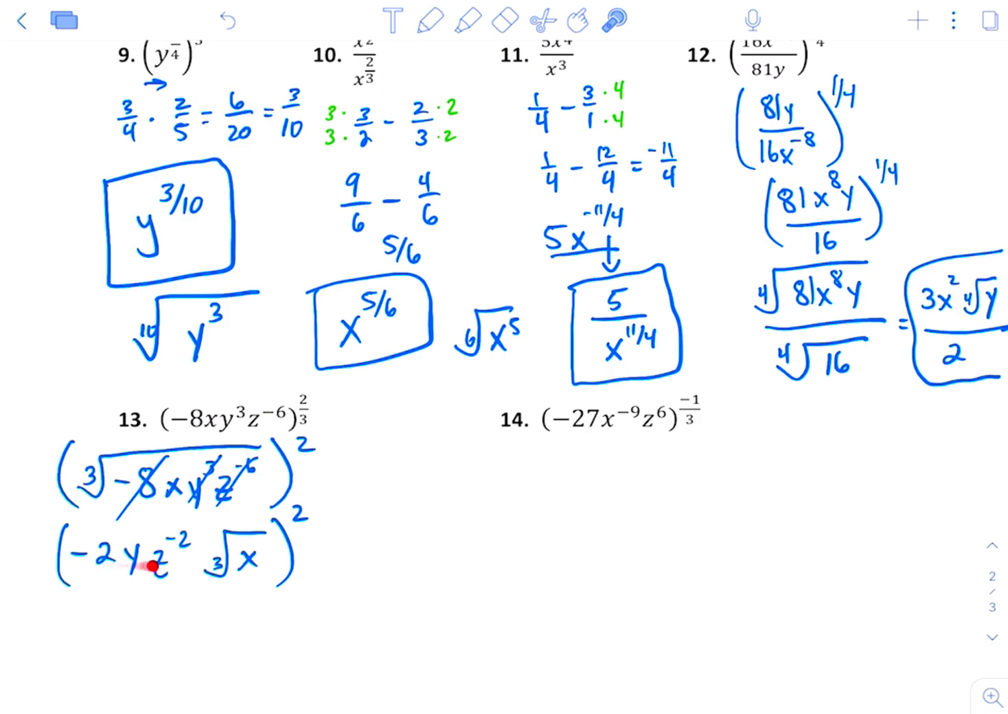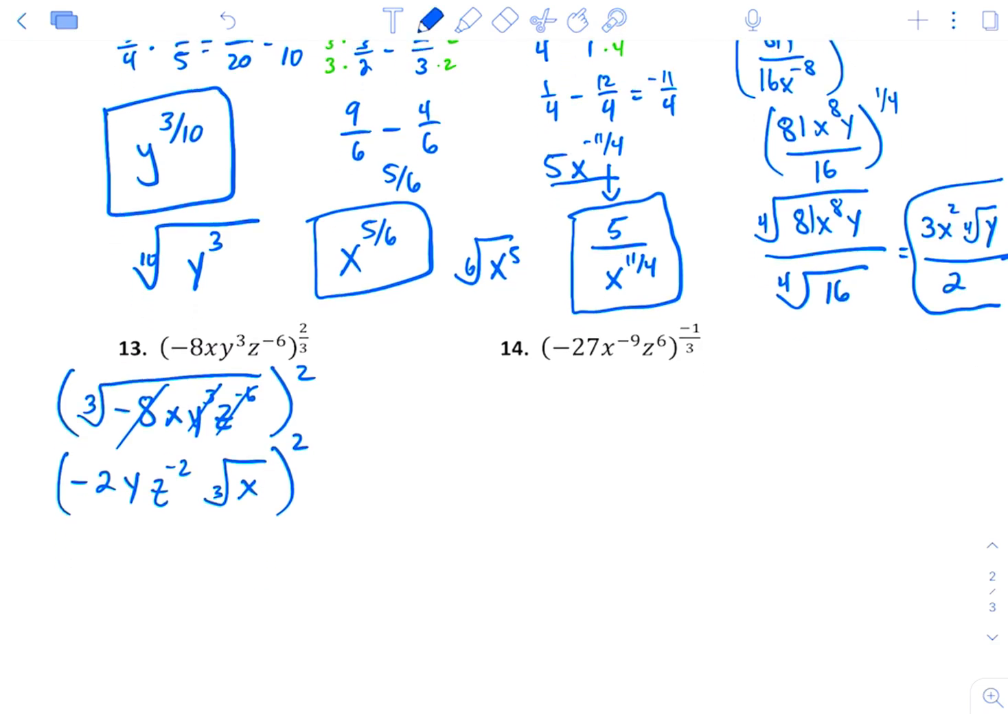Okay. Now because this is all multiplication, that means that I'm allowed just to square each part individually. So as I do that, since it's in a parenthesis, negative 2 squared, so negative 2 times itself, will become a positive 4 because it's in the parenthesis. I will have y squared z to the negative 4. And then when I square this, I am squaring the exponent here. So I'm distributing it to what's inside. So this will become the cubed root of x squared.